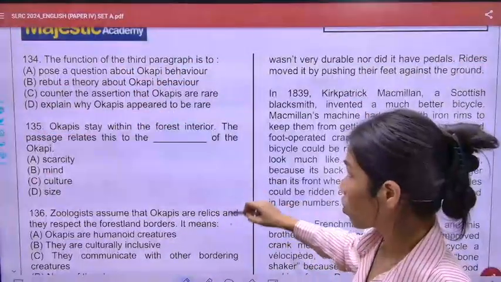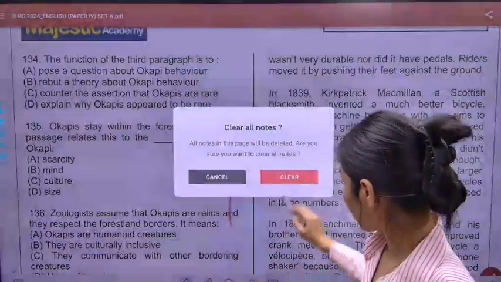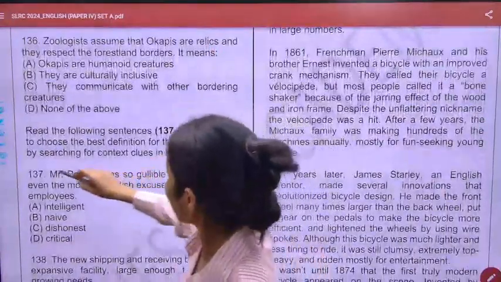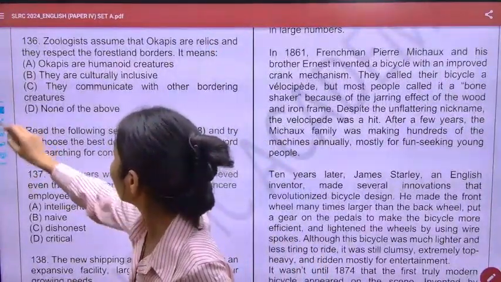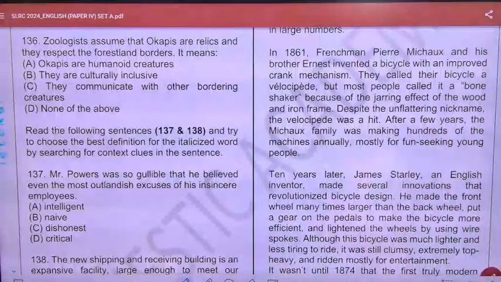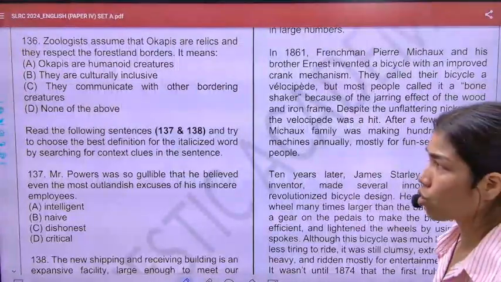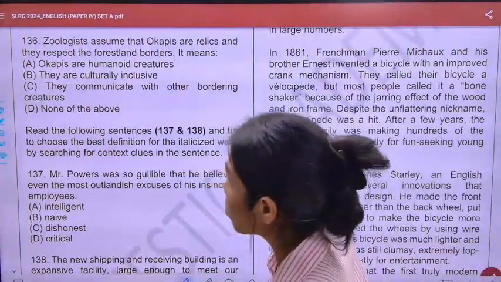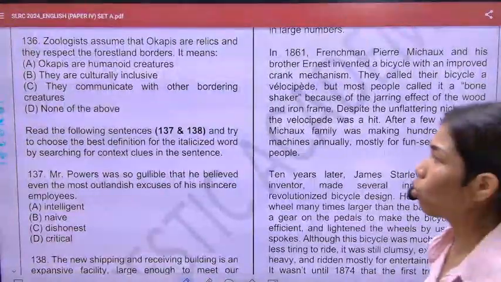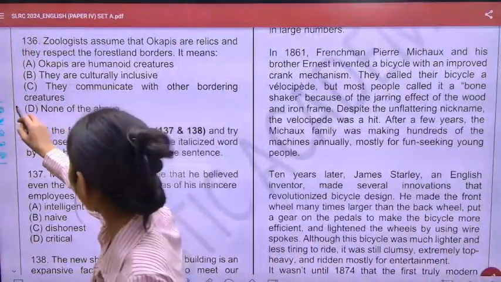Okay, let's move to the next question. Zoologists assume that okapis are relics and they respect the forest land borders. The options given are: okapis are humanoid creatures, they are culturally inclusive, they communicate with other bordering creatures. Okay, so it should be option number D.